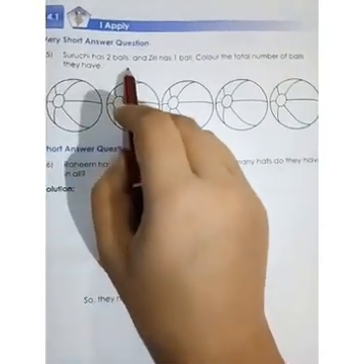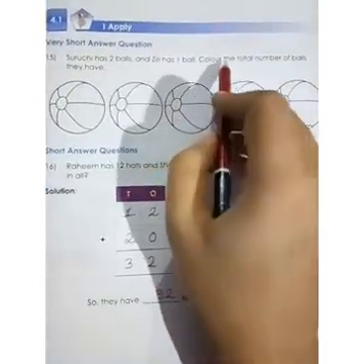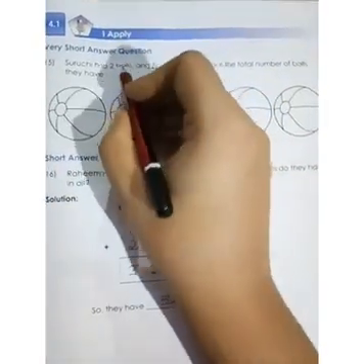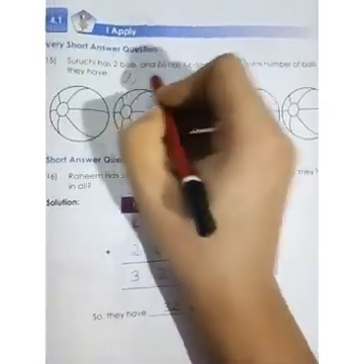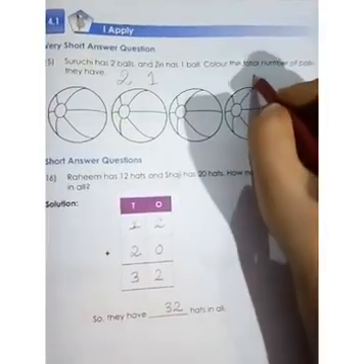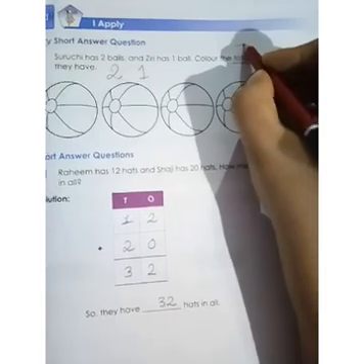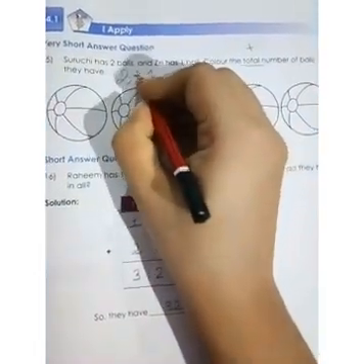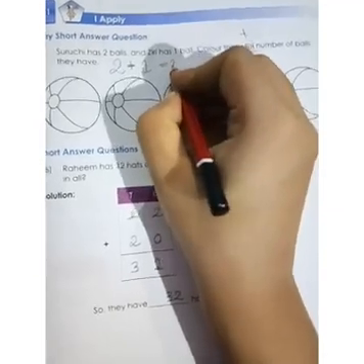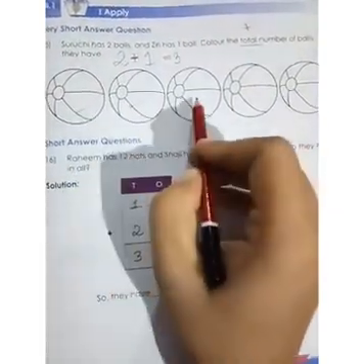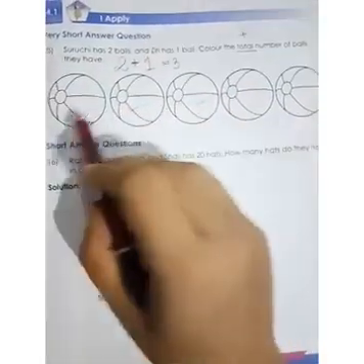Now question number 15, what is given? Suruchi has 2 balls and GD has 1 ball. Color the total number of balls they have. So how many balls does Suruchi have? 2. And GD has 1. Okay, and total. If the word total is given, then we have to do addition, that is plus. So 2 plus 1 equals 3. So how many balls do you have to color? 3. 1, 2 and 3.